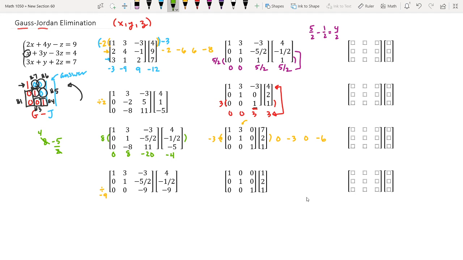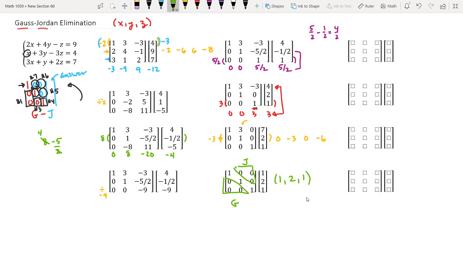Okay, notice this nice, cool little pattern effect. We've taken it, this bottom one again was our G. I like to think of this top triangle as our J, and together our answer is right there on that last column of 1, 2, 1.